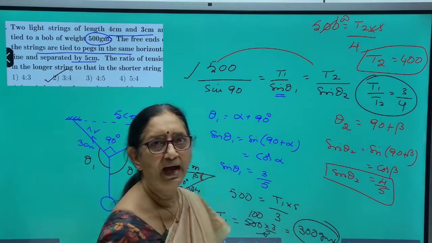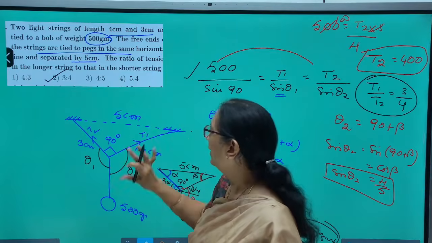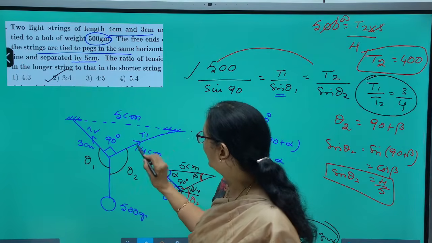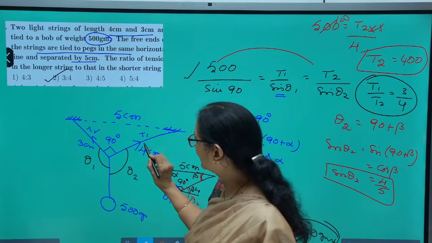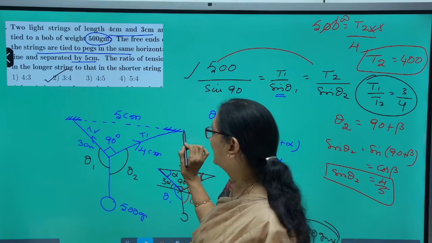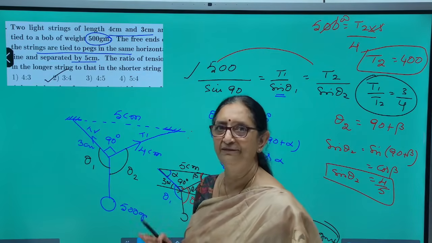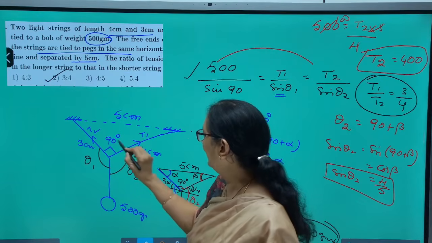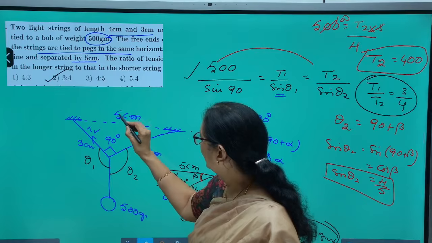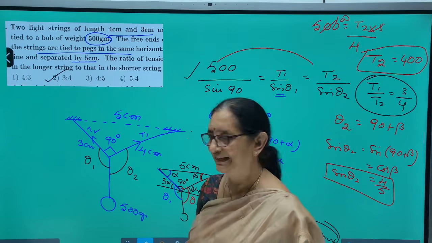So, here I am just repeating that problem. In this case, first you need to understand the problem. See, a bob is suspended by means of two strings of lengths 4 centimeters and 3 centimeters. Free ends of the strings are connected to the two pegs separated by a horizontal distance of 5 centimeter. So, 3, 4, 5, this forms a right angle triangle. So, the diagonal, that is 5 centimeters, opposite to that is the right angle here.